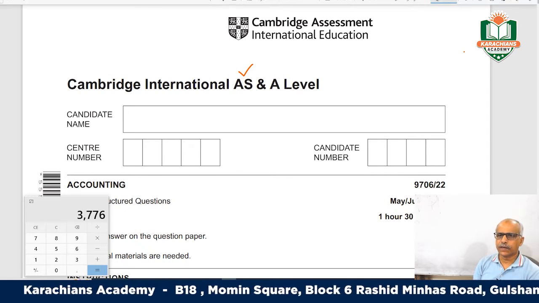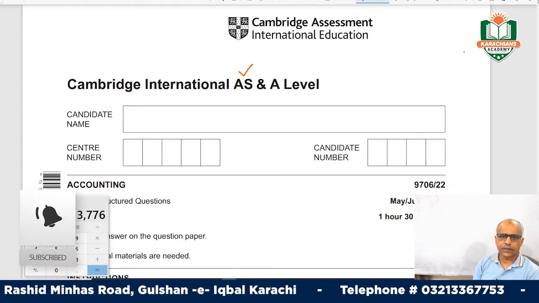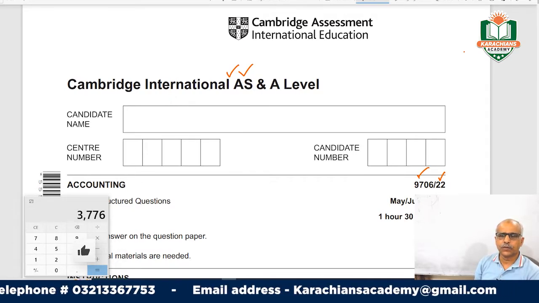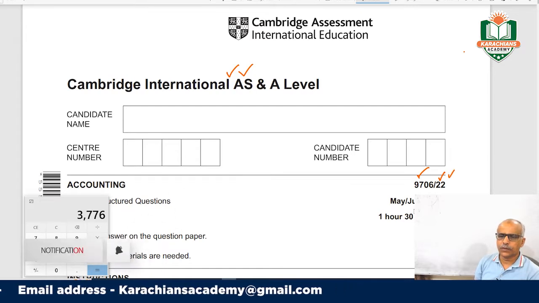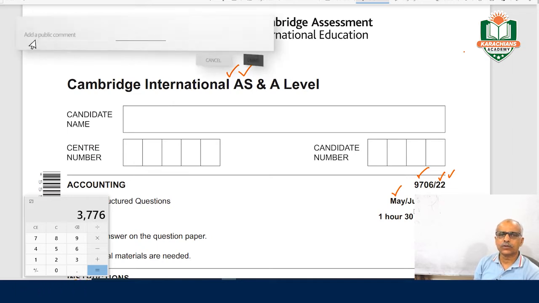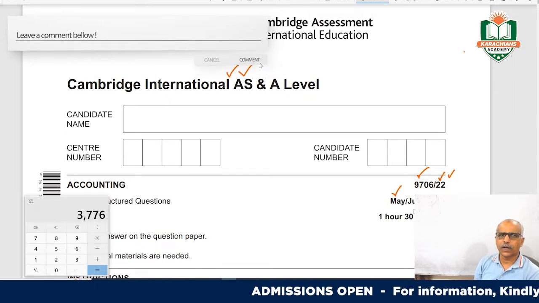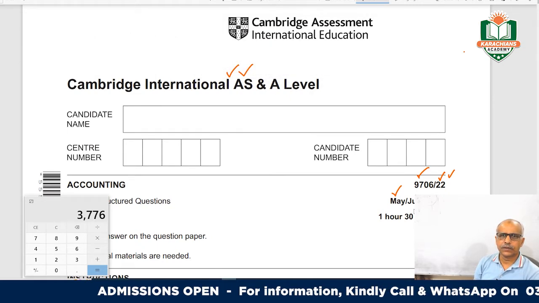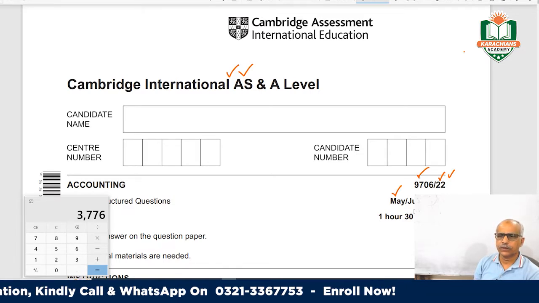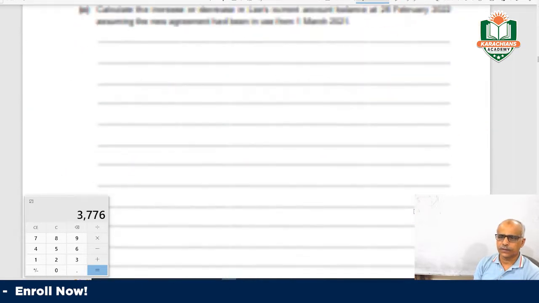We were doing in our last class CIE past papers of AS level, Paper 9706, Paper 2, Version 2. We were doing the May/June latest attempt of 2022. So we have finished almost all of the questions. We were on the last question, number 4, and its last part G was to be done. So now today we will be doing the final part. So let's move on to question 4, its last part.